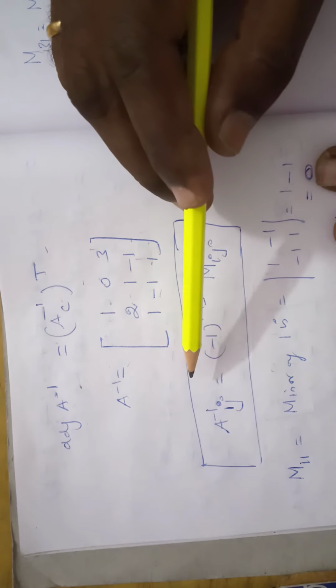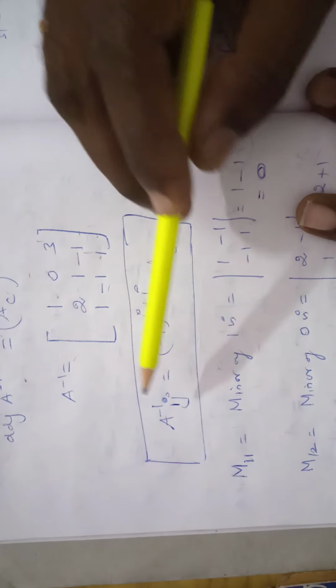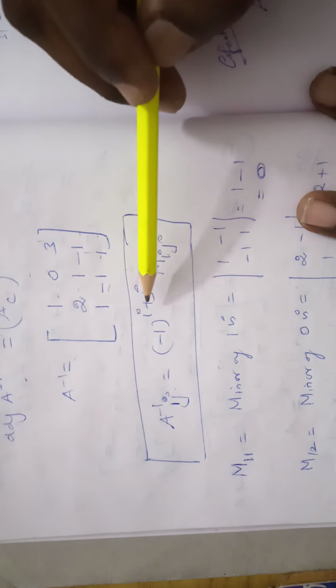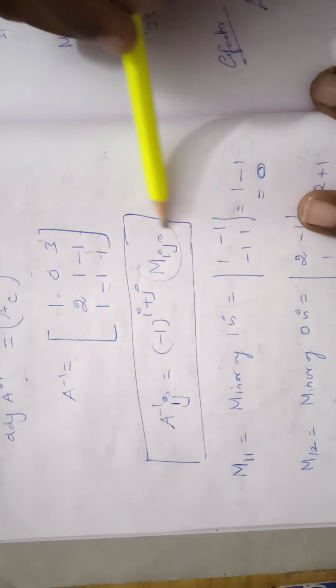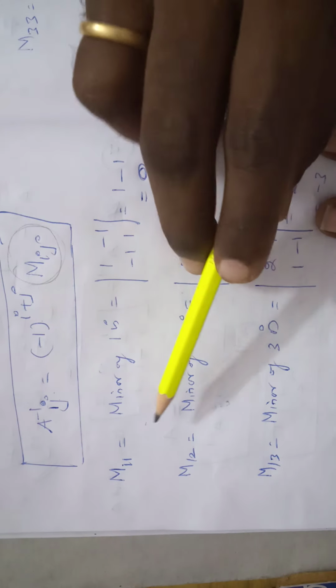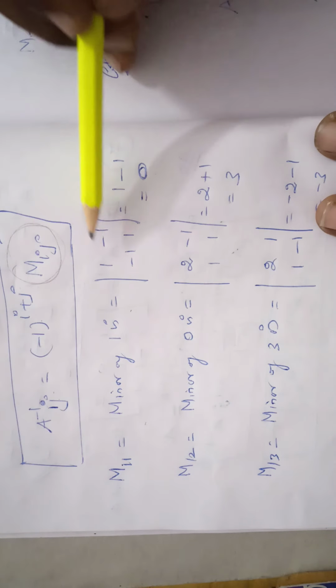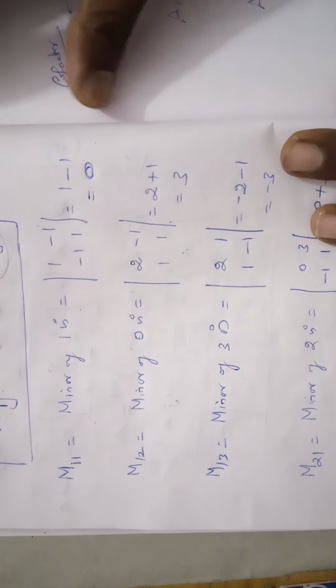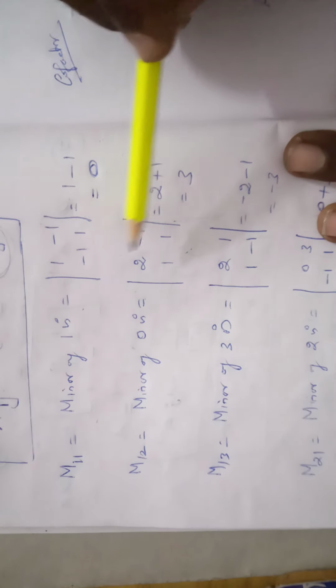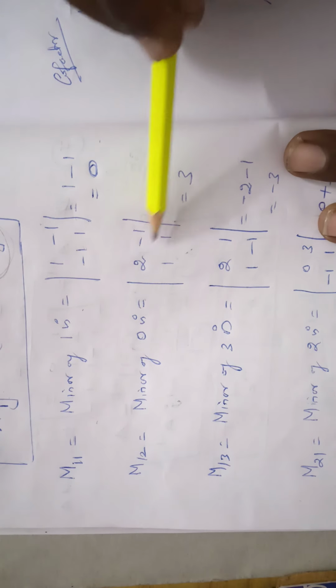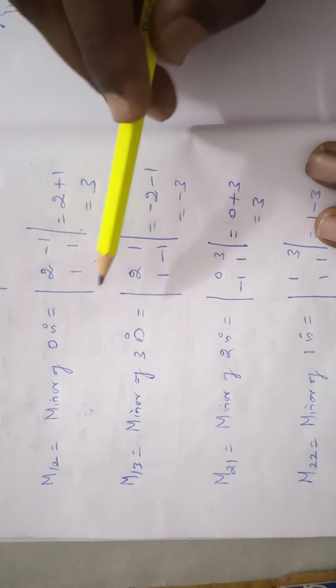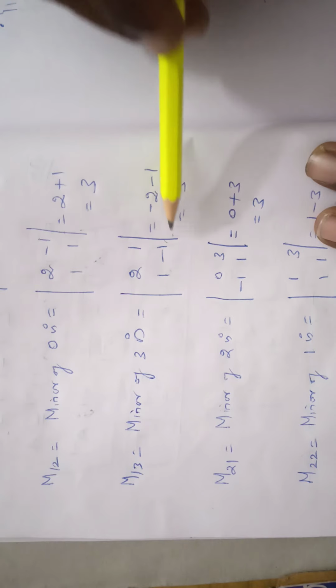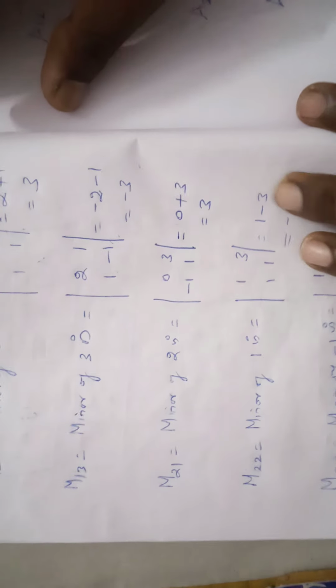Straight away compute the cofactor of this matrix. The cofactor A inverse ij equals minus 1 power i plus j into Mij. So first we have to calculate the minors of this matrix. M11, the minor of 1, is the determinant of [1 -1; -1 1], cross calculation 1 minus 1 is 0. M12, the minor of 0, is [2 -1; 1 1], cross multiplication 2 plus 1 equals 3. M13, the minor of 3, is [2 1; 1 -1], so minus 2 minus 1 is minus 3.